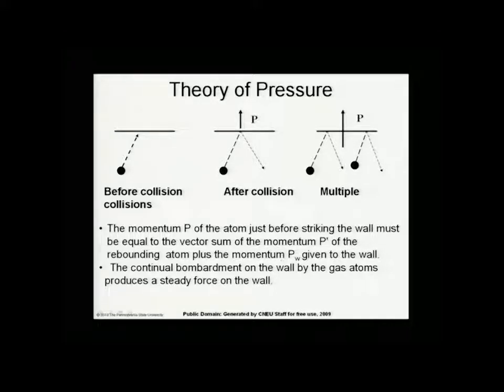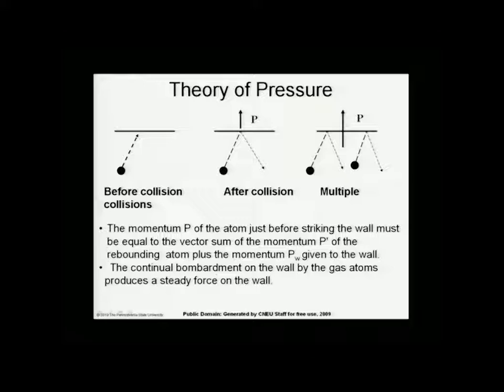So here comes the molecule in, hits the wall, bam, and that creates a pressure. And of course, there's lots of molecules doing this constantly. So the momentum P of an atom, or a molecule, just before striking the wall must be equal to the vector sum of the momentum of the rebounding atom plus the momentum of the wall.